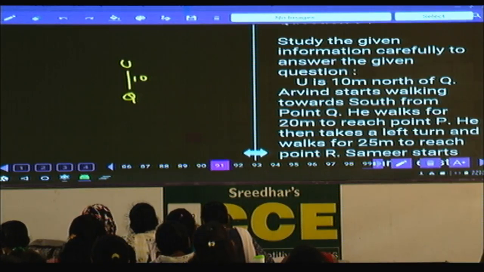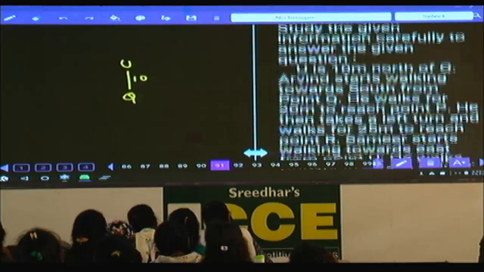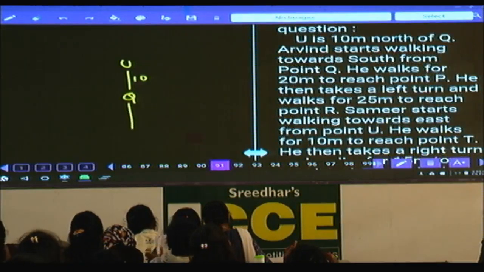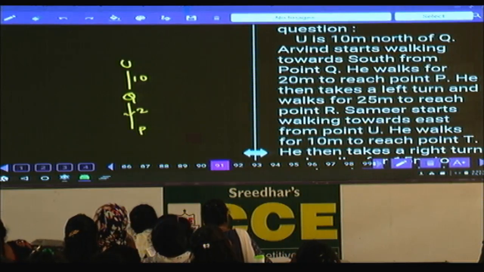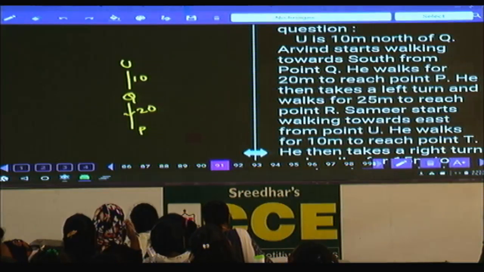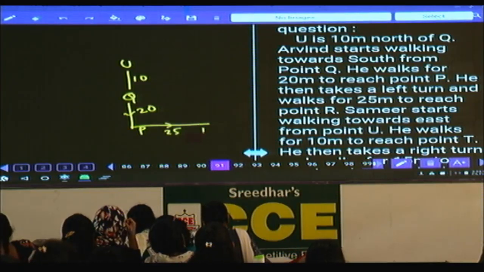Arvind started walking towards south from point Q, and he walks for 20 meters to reach point P. Now this is P. What is the distance here? 20 meters. And he then takes a left turn and walks for 25 meters to reach point R. From here, 25 meters to reach point R.